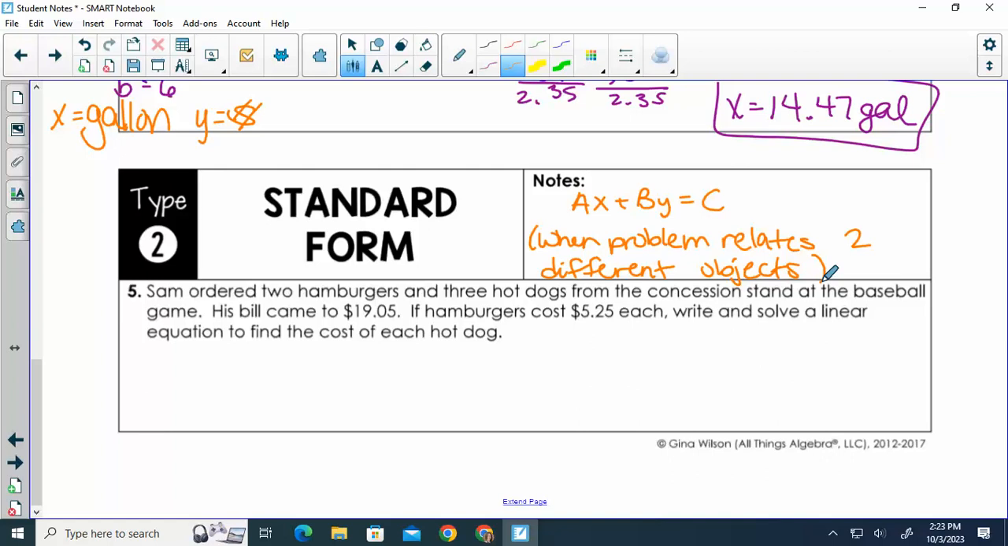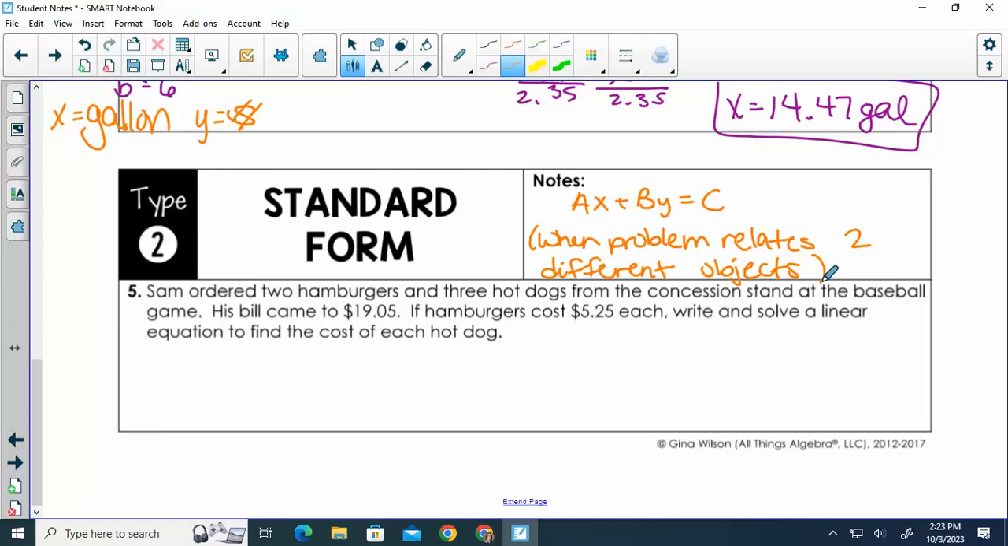The first thing I'm going to do, I want to stick with identifying X and Y, and I want you guys to write it down. You are going to get points for writing down X and Y from now on. So let's look at a problem.